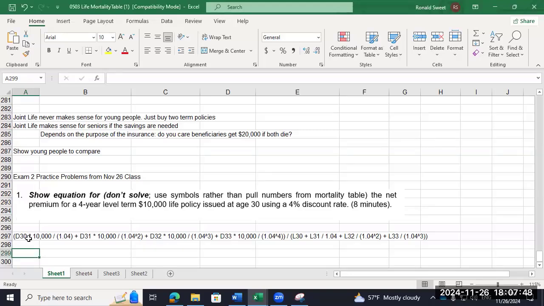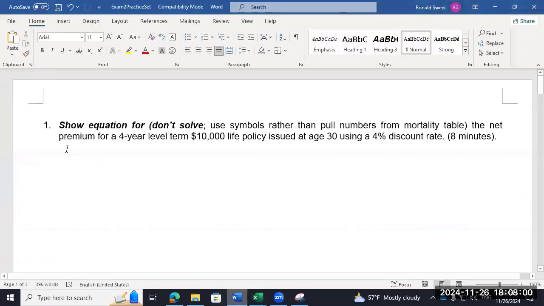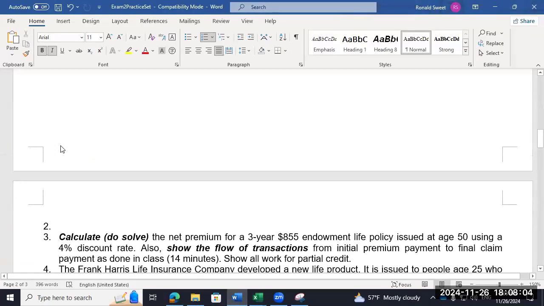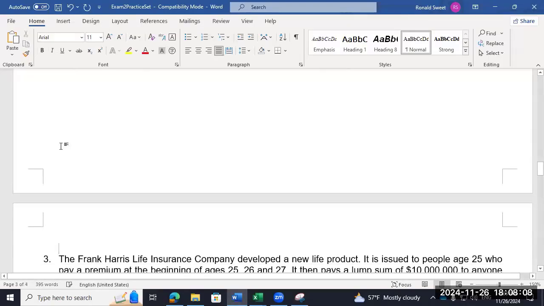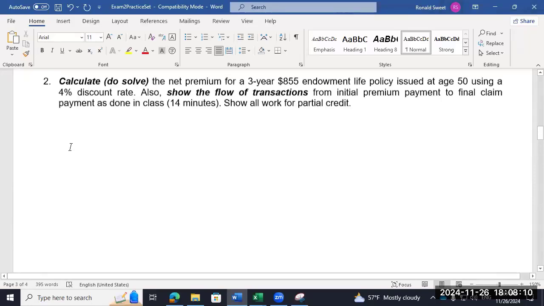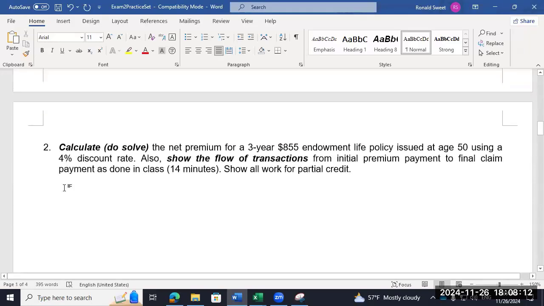All right. So no number crunching, nothing to pull from the table. Just write that down. You'll probably have 2 or 3 of these where you just fill that in. So pretty straightforward problem. All right. The next question is a do solve. This is probably the longest problem there.